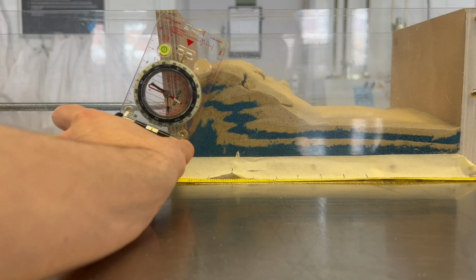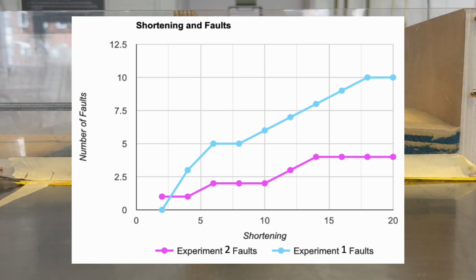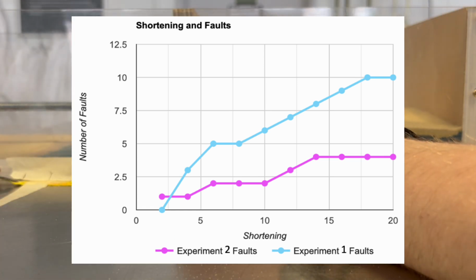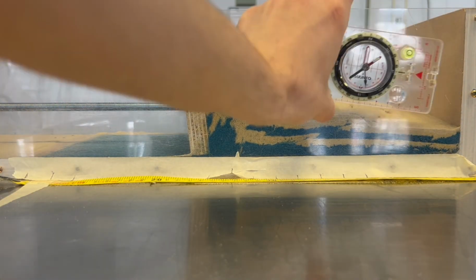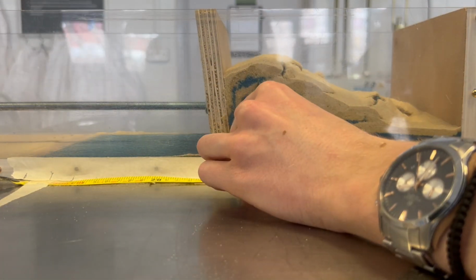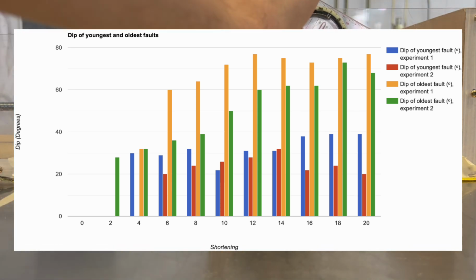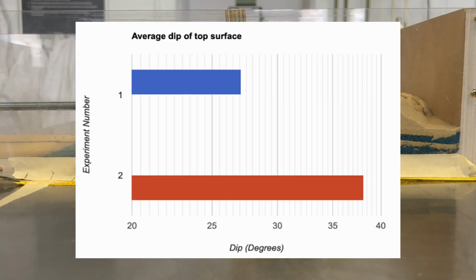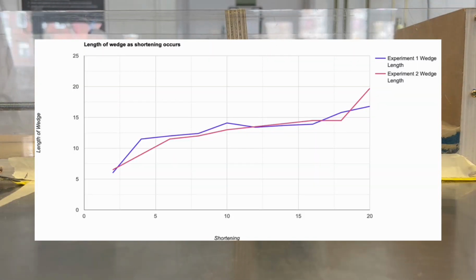When comparing the faults between experiments, it was represented through our results that experiment 1, containing talc, produced a larger number of faults due to a reduction in friction. After 20 centimetres of shortening, there were 11 faults in experiment 1 and only 4 faults were visible at the same distance of shortening in experiment 2. Through both experiments, the youngest fault averaged around 30 degrees, which is in line with what we predicted for our thrust fault angles. The average dip of the top surface was significantly larger in experiment 2 than experiment 1. This could be due to talc acting as a lubricant, causing a reduction in internal friction, allowing material to slide over it more easily.